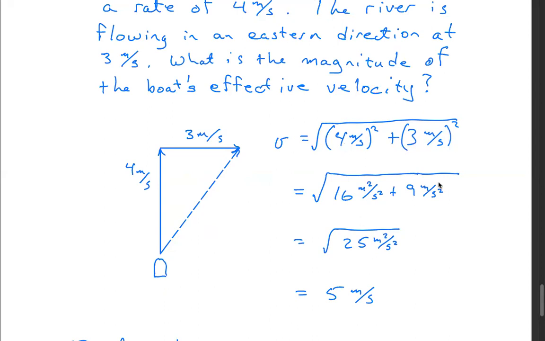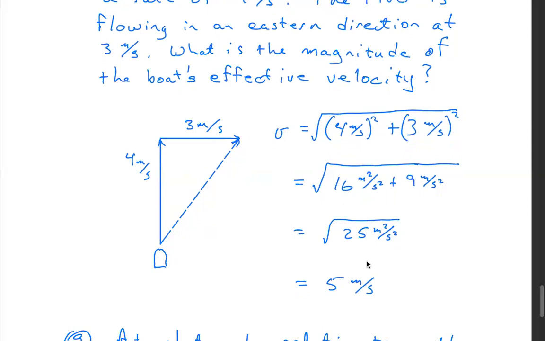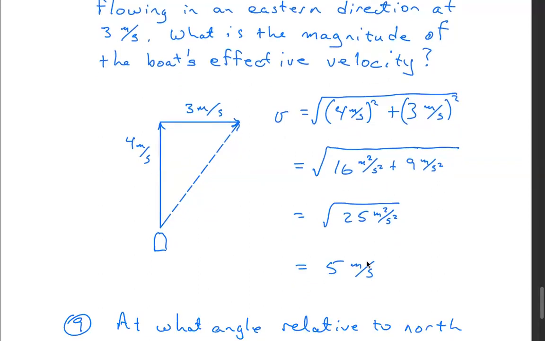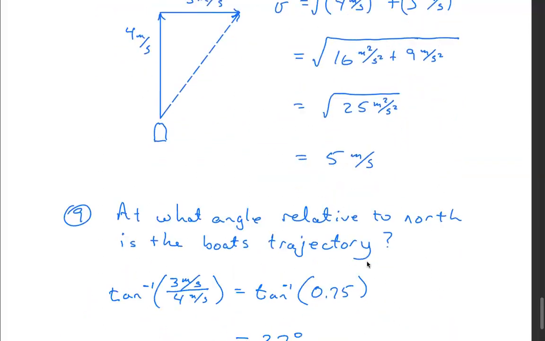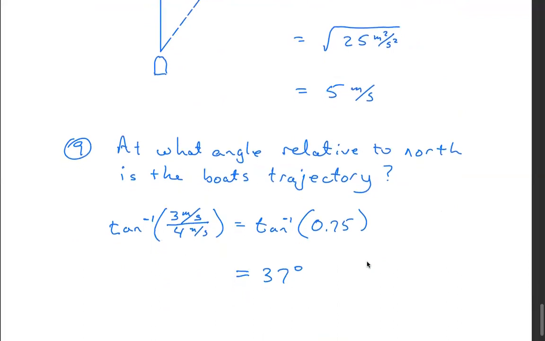There should be a squared over here. I'll correct that. 9 meters squared per second squared. And you end up with 25 meters squared per second squared. When you take the square root of that, you end up with 5 meters per second, and that's your effective velocity. Now, at what angle relative to north is the boat's trajectory?